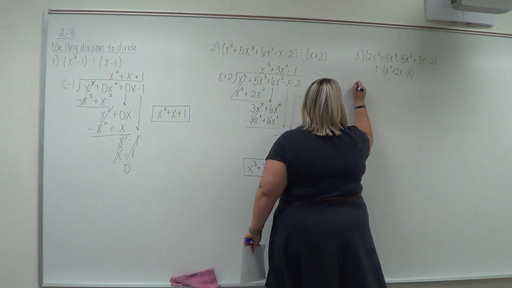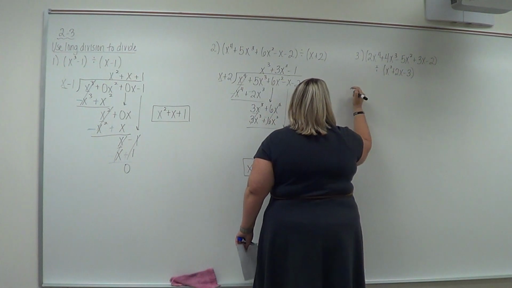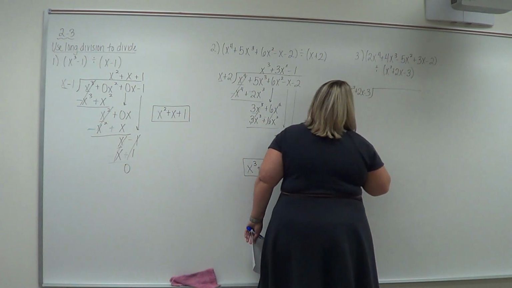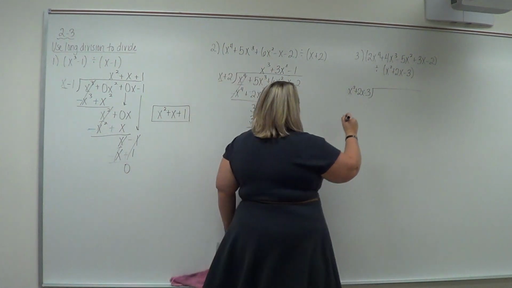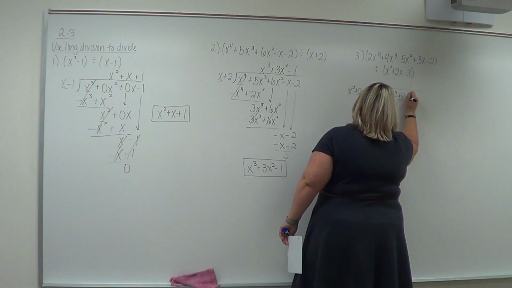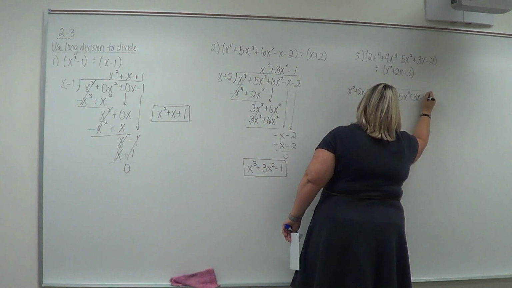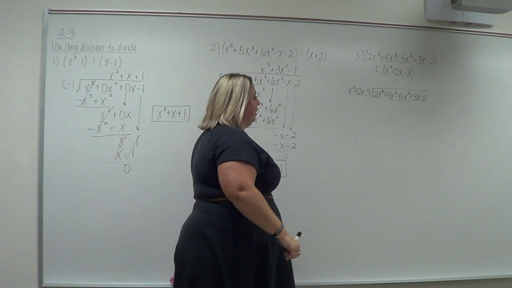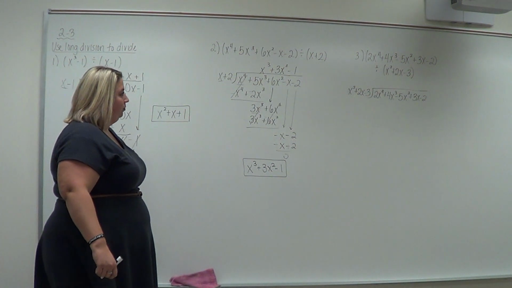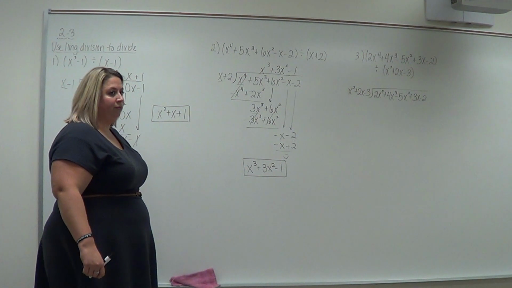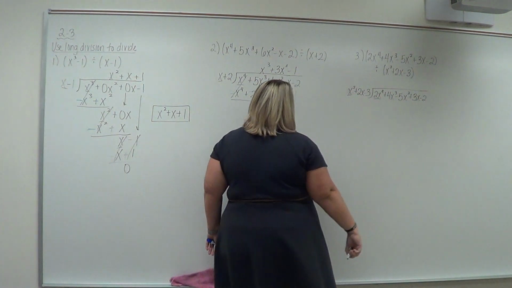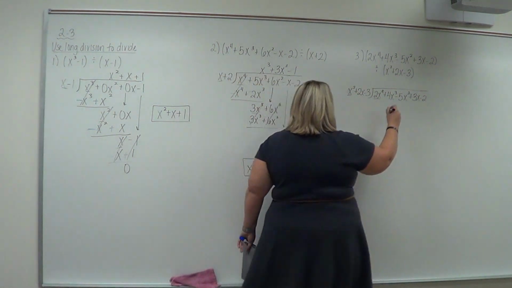Okay, so I'll have x squared plus 2x minus 3 on the outside. And then I have 2x to the 4th plus 4x cubed minus 5x squared plus 3x minus 2. Okay, nothing's missing, so I don't have to put in any zeros. Okay, so what times x squared will give me 2x to the 4th? 2x squared, okay, so I'll put 2x squared up here.